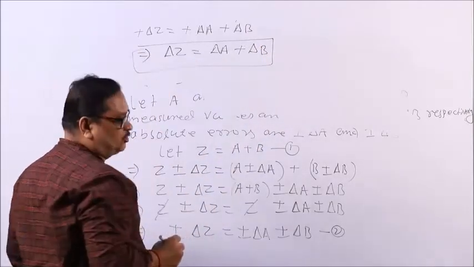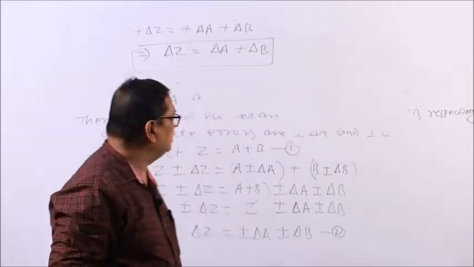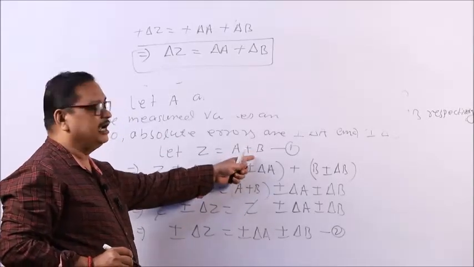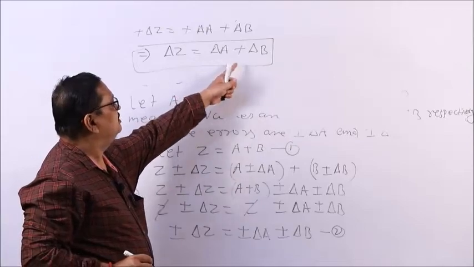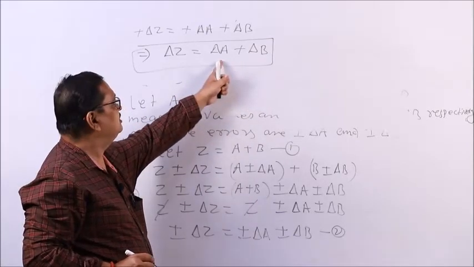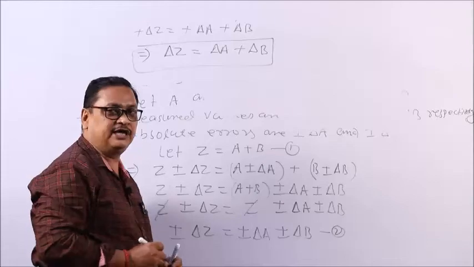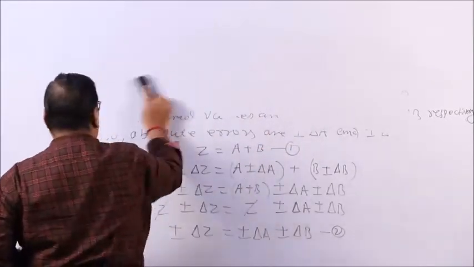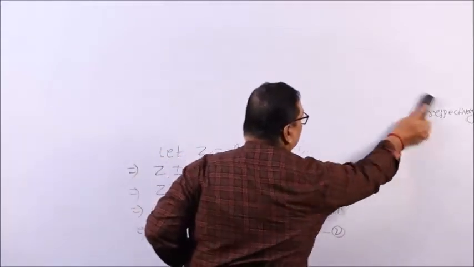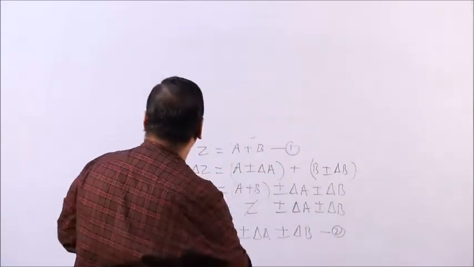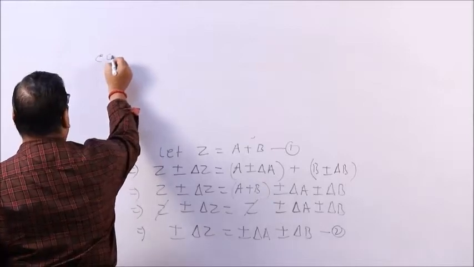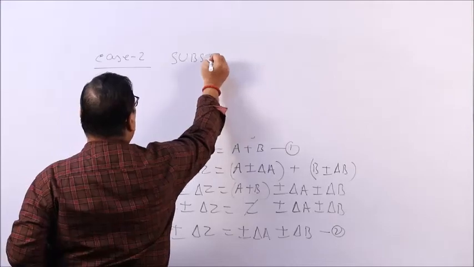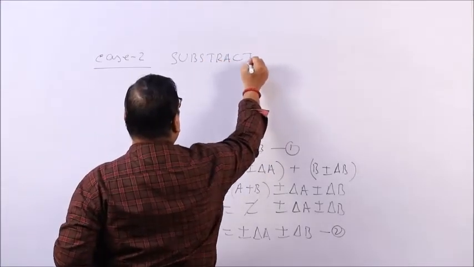This is the maximum possible error in the measurement if we add two measured quantities A and B. So, the errors will be added finally, that means the error increases. Okay. Then in the second case, we will come to subtraction.